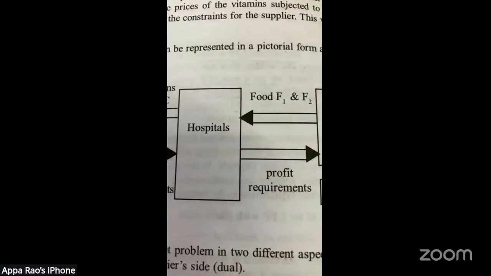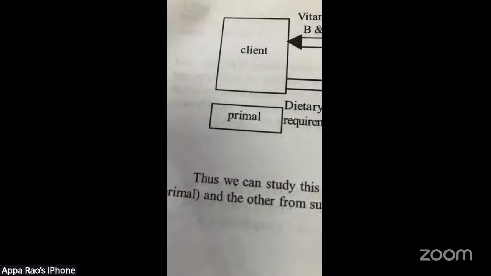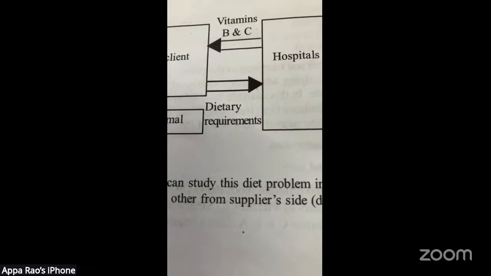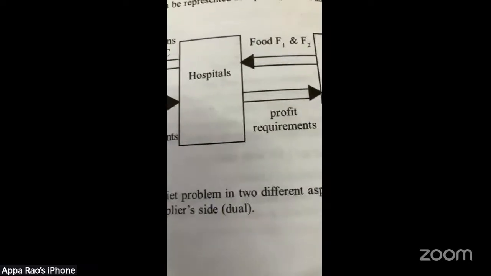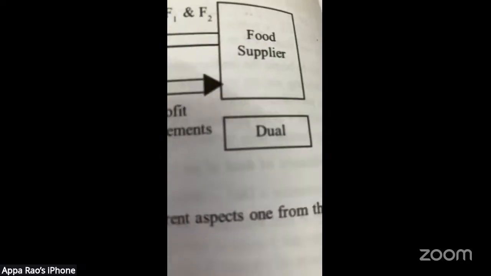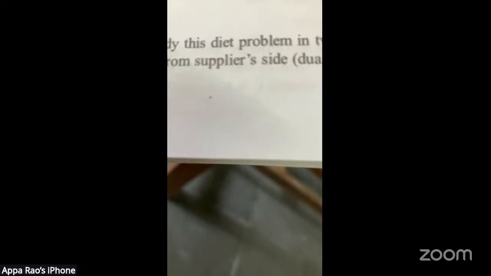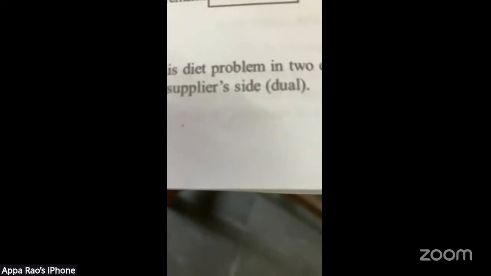Here the entire description can be represented in pictorial form as shown below: client, vitamins B and C, hospital, primal dietary requirement, and foods F1 and F2 with profit requirements, food suppliers, dual. Thus, we can study this diet problem in two different aspects: one from the client side, primal, and the other from the supplier side, dual.